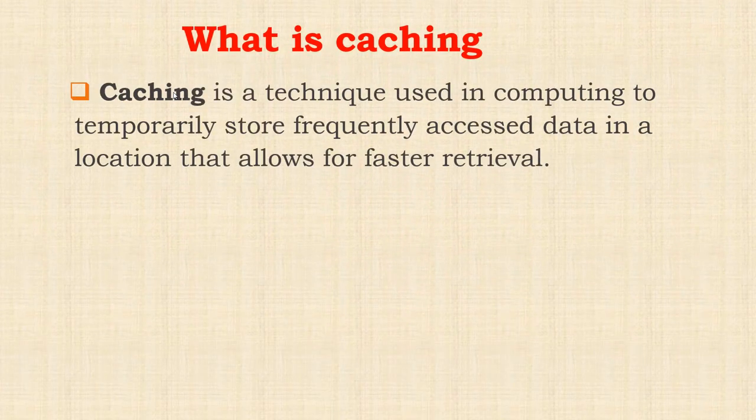So what is caching? We'll try to understand what is caching. Caching is a technique used in computing to temporarily store frequently accessed data in a location that allows for faster retrieval. So caching is a technique by which we can cache your data. Caching is nothing but a technique to cache your data.